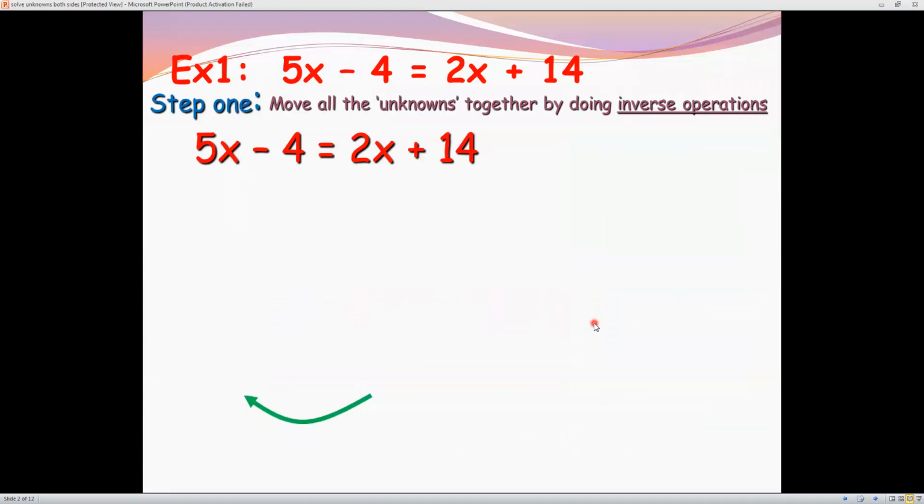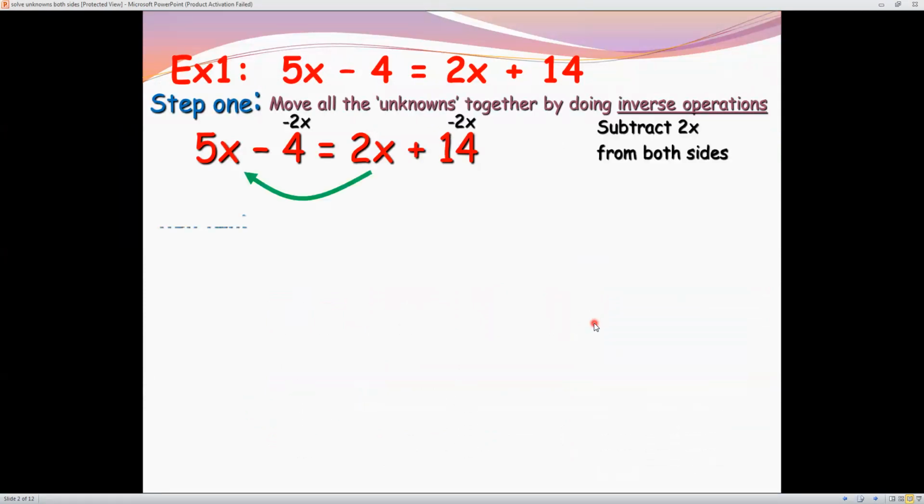In the next slide, we have one example here. The example is 5x minus 4 equals 2x plus 14. How can we solve this equation? Step 1 is to move all the unknowns together. So we are going to move the x's to one side.